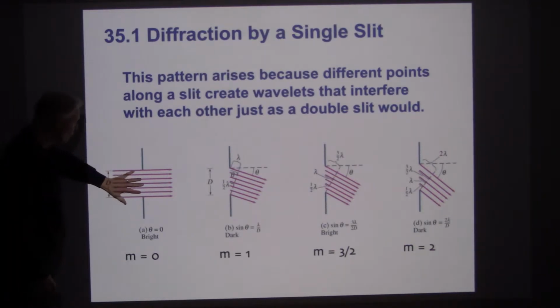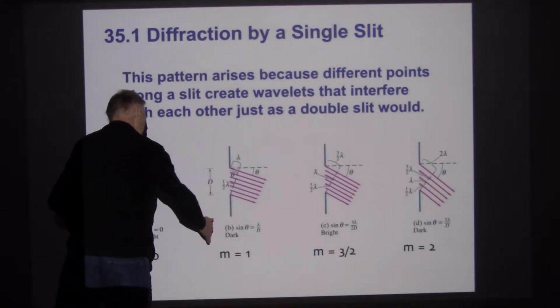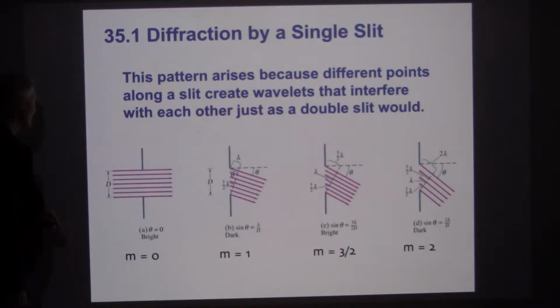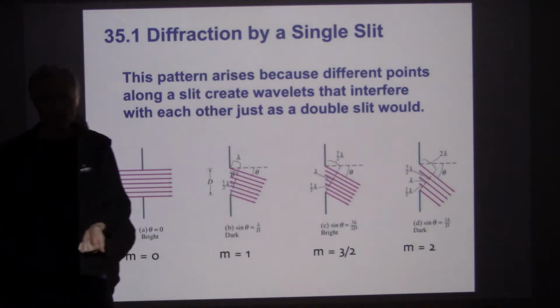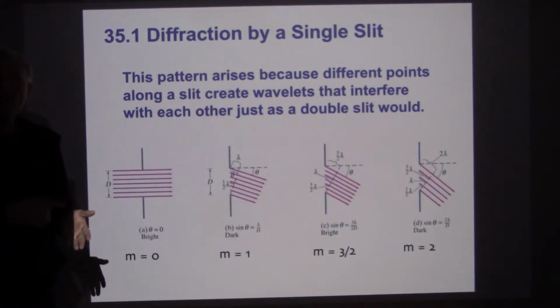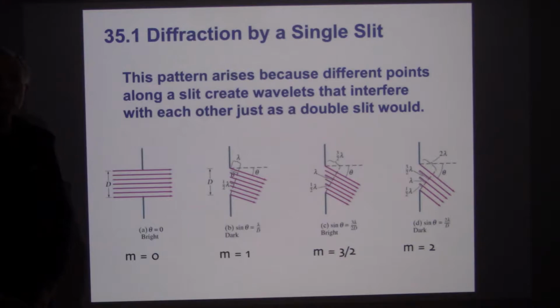And then we move over to where the screen is located. When we get to where the screen is located, we ask, what are the path length differences? If there are path length differences, those will lead to differences in phase, and those will lead to interference effects.